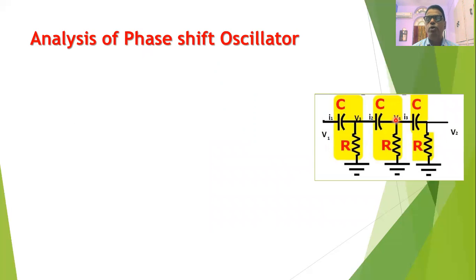The voltage at this point is V4, the voltage at this point is V3. The current flowing through the first capacitor is I1, the current flowing through the next capacitor is I2, the current flowing through the third capacitor is I3. And we will analyze the circuit from the reverse side. That is, we will start analyzing the circuit from the right hand side and then slowly go to the left hand side.